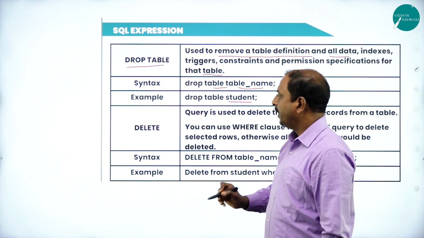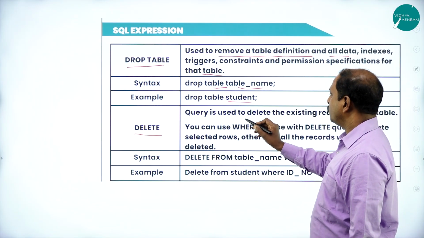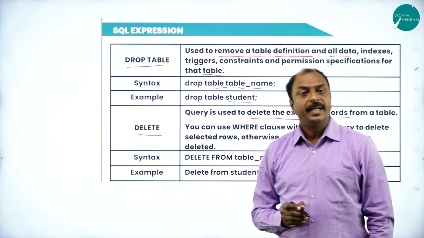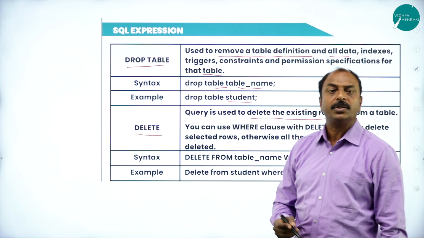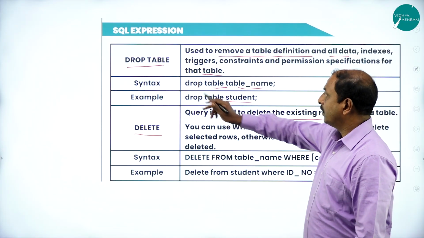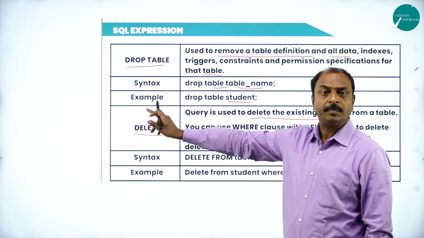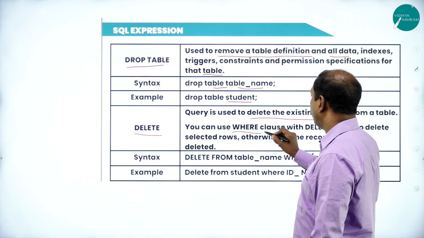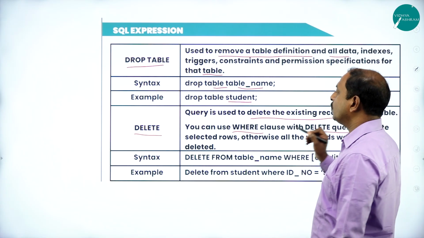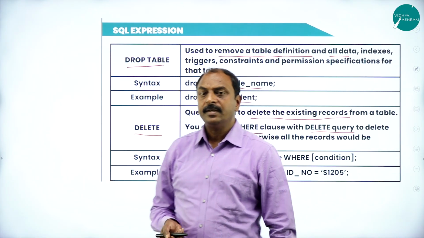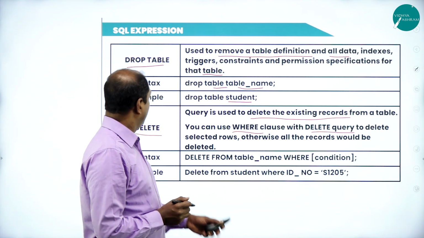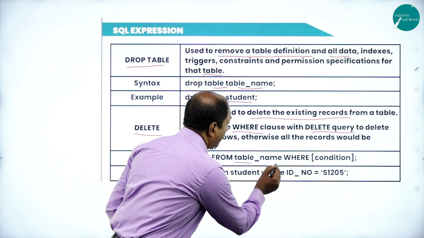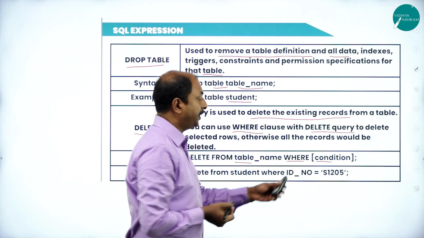So this is drop. Next one is delete. The delete query is used to delete an existing record from the table. Here the delete command is used to delete a particular record from the table, whereas the drop command is used to delete the entire table from the database. Here also we can make use of the where clause with the delete query. With the help of the where clause, we can delete the record as per our requirement. The syntax is delete from table name where condition.